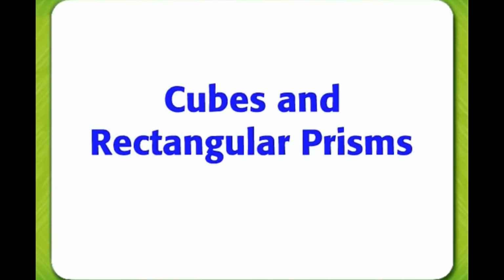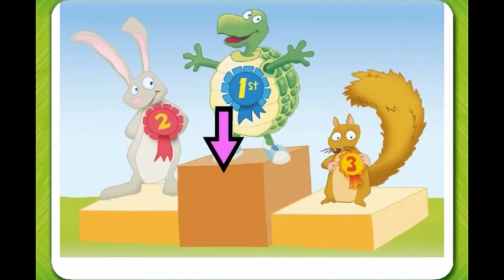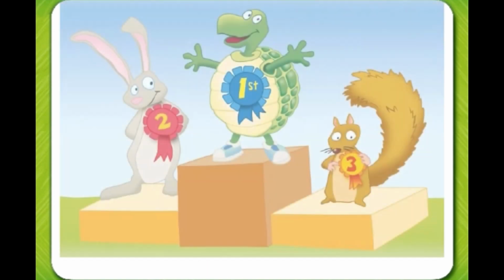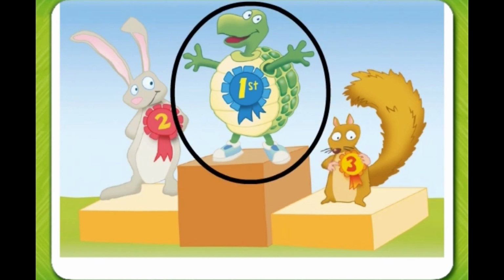Cubes and rectangular prisms. This is a cube. The edges of a cube are all the same size. A cube is a perfect shape to stand on. This is a rectangular prism. The rectangular prism has long sides and short edges. A rectangular prism is also a perfect shape to stand on. The turtle won a first place ribbon. We can win a ribbon too if we follow these directions.